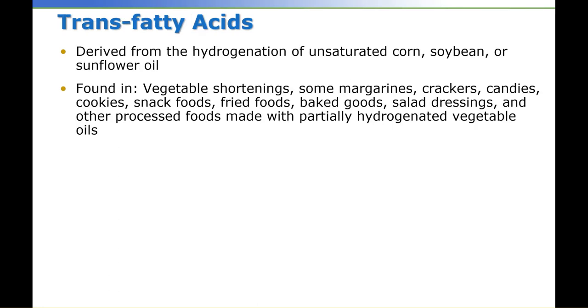Trans fatty acids, this is the hydrogenation of unsaturated corn, soybean, or sunflower oil. This is when the hydrogen atoms move from the cis position to the trans position on the double bond that separates two carbons. You find these in vegetable shortenings, margarines, crackers, candies, salad dressing, baked goods, and also in fried foods. Okay, partially hydrogenated vegetable oil.